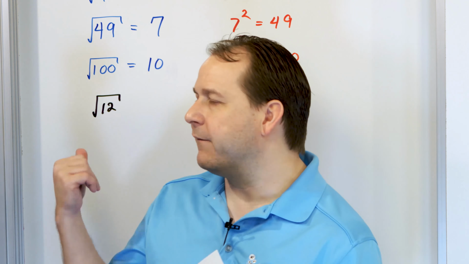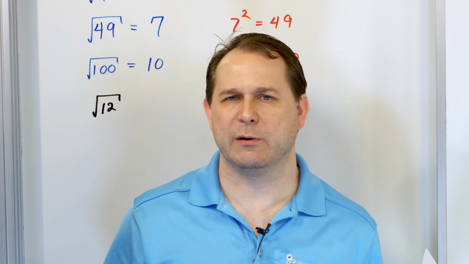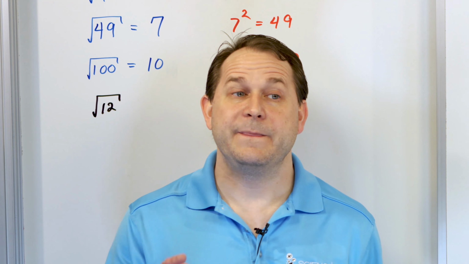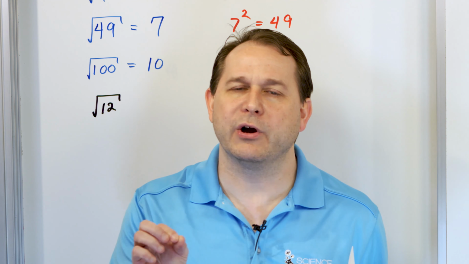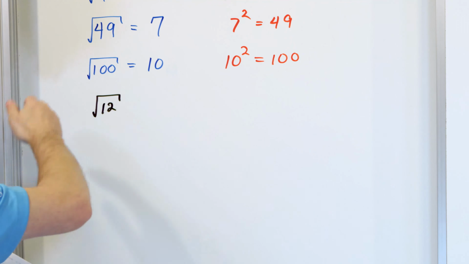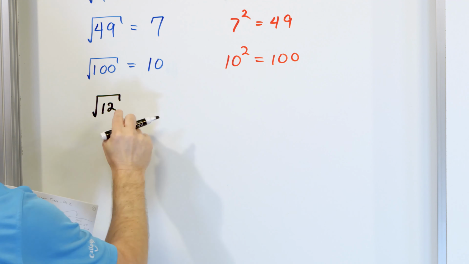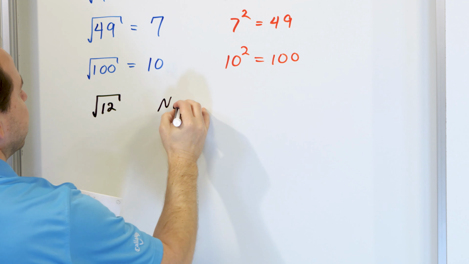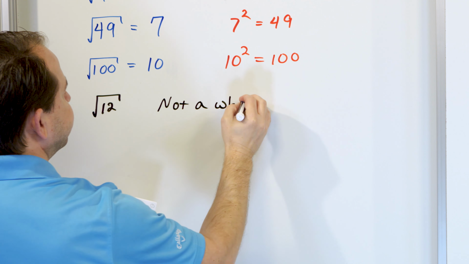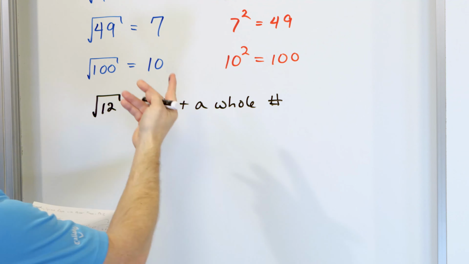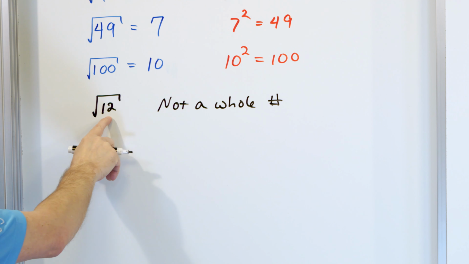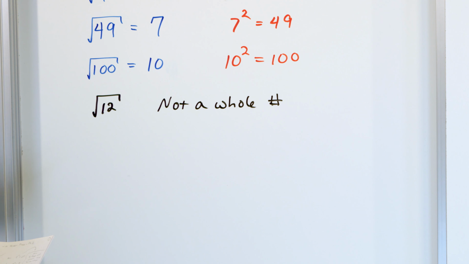So, of course, 12 has a square root, right? Any positive number is going to have a square root. But that square root will not be a whole number unless you have these special cases up here. So 12 has an answer, but for right now, I'm going to say, because I'm going to show you how to do that later, this is not a whole number, because there is no number that I can multiply by itself to give me 12. Now I'm going to learn how to actually simplify that later.